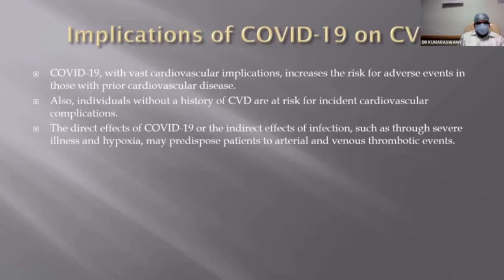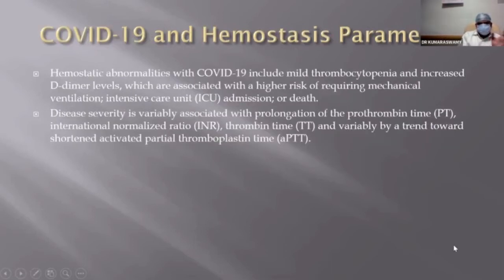Also, individuals without a history of CVD are also at risk of incident cardiovascular complications. The direct effects of COVID-19 or the indirect effects of infection, such as severe illness and hypoxia, may predispose patients to arterial as well as venous thrombotic events. The hemostatic abnormalities with COVID-19 include mild thrombocytopenia and increased D-dimer levels, which are associated with a high risk of requiring mechanical ventilation, intensive care unit admission, or death.